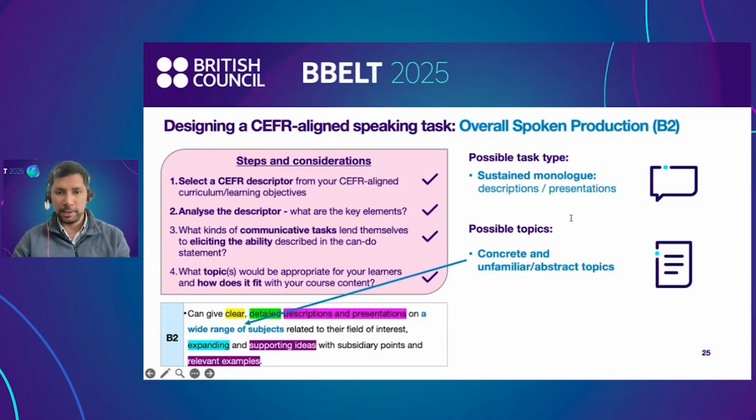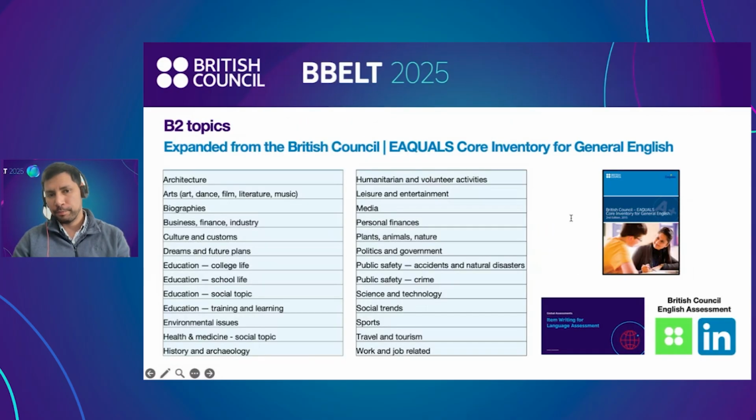Now, in this particular descriptor, you can see there's reference made to a wide range of subjects or topics. And elsewhere in the CFR, it makes reference to concrete and unfamiliar or abstract topics as being appropriate for B2 level learners. So if we turn to the British Council and Equals Core Inventory for General English, you'll find a list of appropriate topics for A1 to C1, grouped by level.